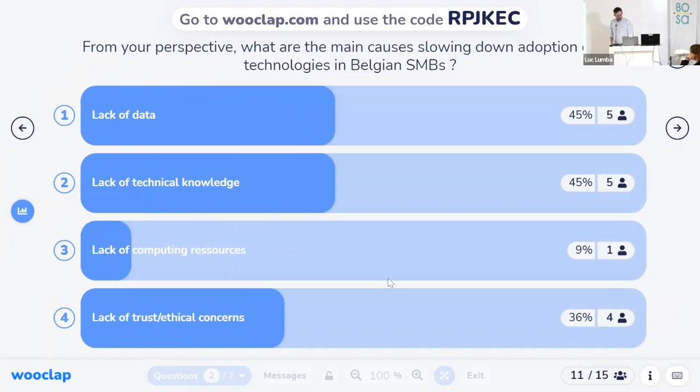Lack of data is ranking high, but also lack of technical knowledge, lack of trust, and ethical concerns. Lack of computing resources is definitely less of an issue from your perspective for the adoption of AI by Belgian SMBs. So that's good. But the first option selected, lack of data, is precisely one of the things we would like to address today by this introduction of transfer learning. I give the floor to Mihailo to guide you through a historical perspective about transfer learning, and also to better understand how it can help address the lack of data. So Mihailo, the floor is yours.